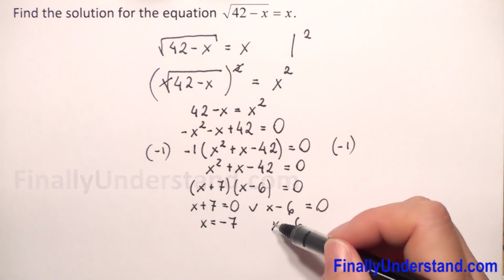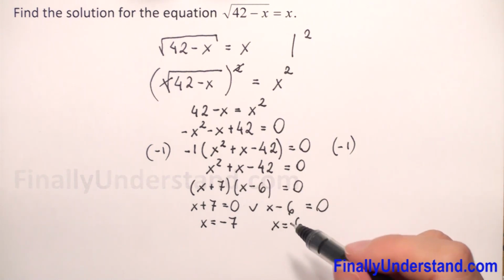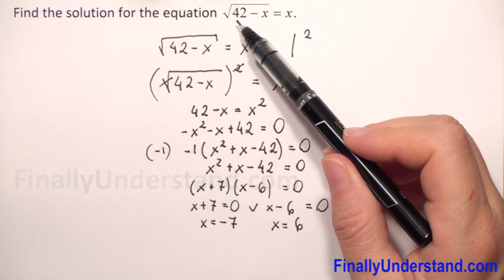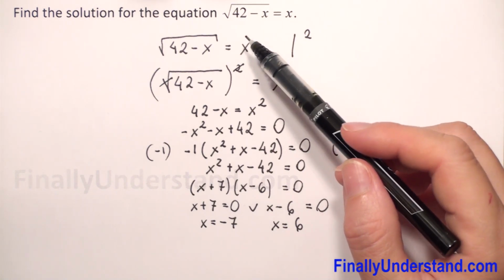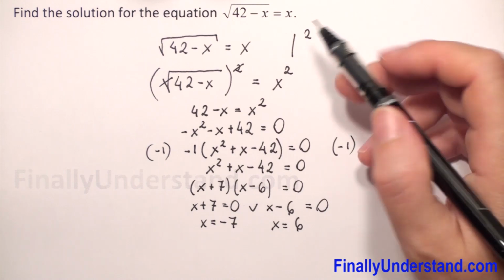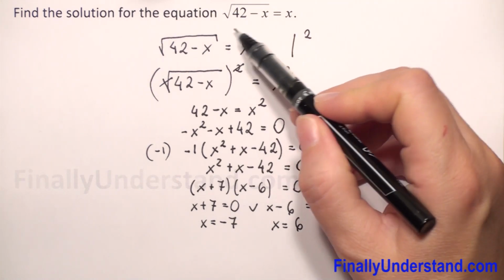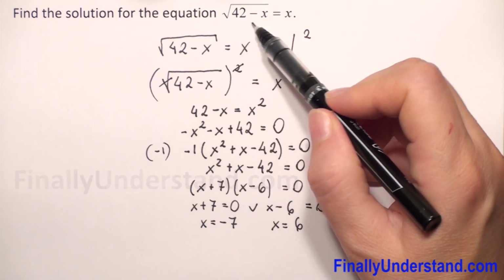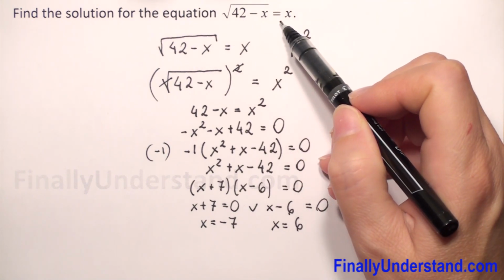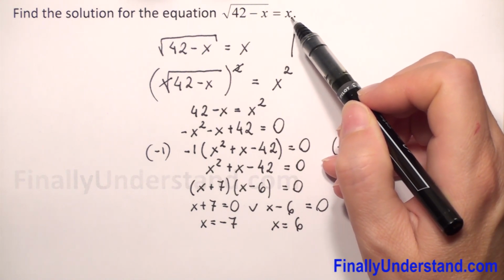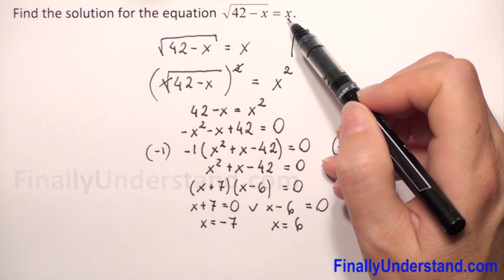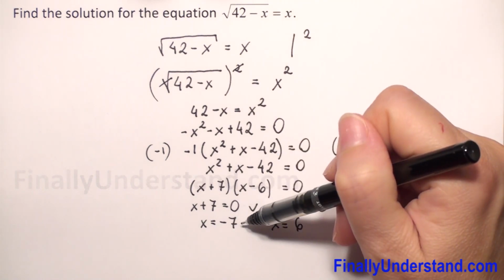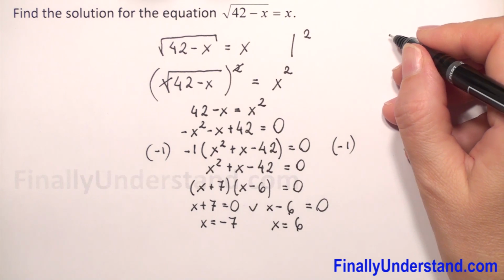We got two solutions. Next, we always have to check if they are correct, because we have a square root on the left side. Under a square root we cannot have a negative number, and a square root is always positive or 0. So on the left side we cannot have negative 7. So let's write this.